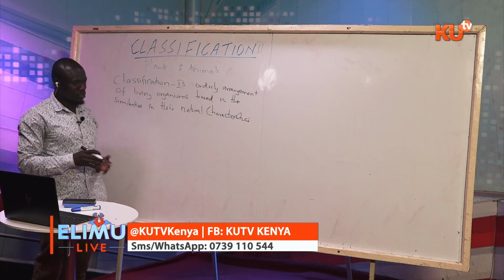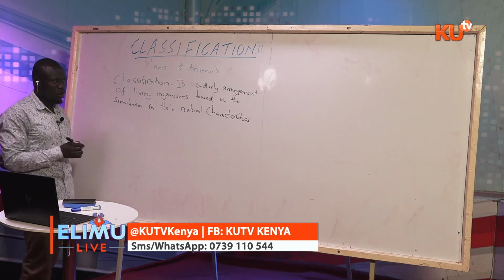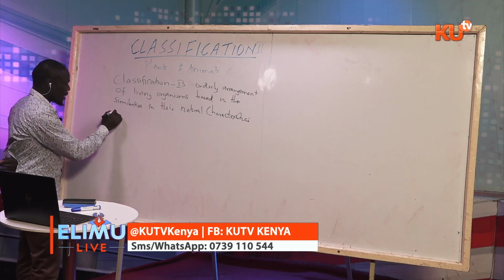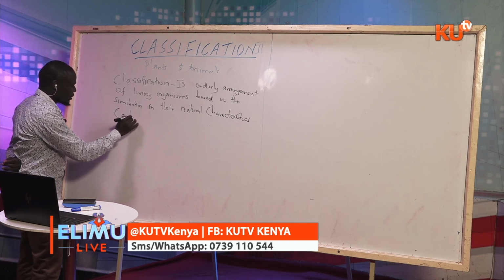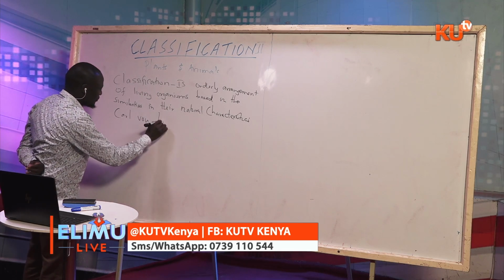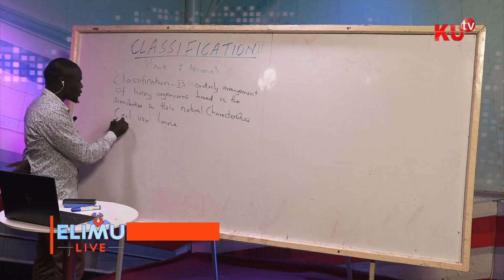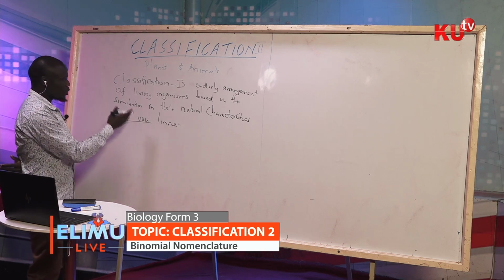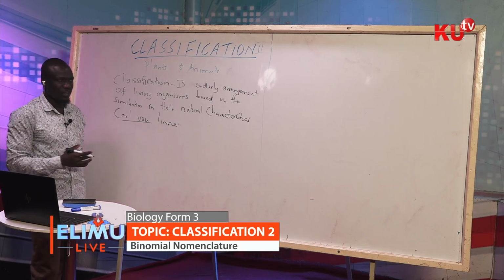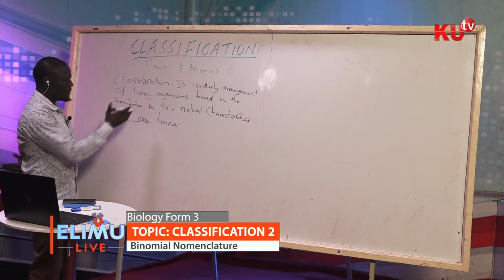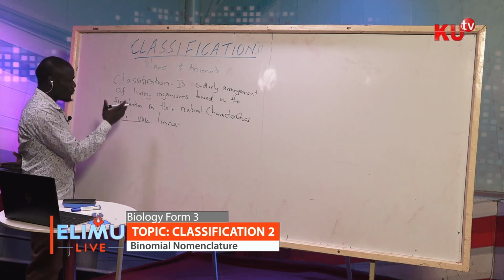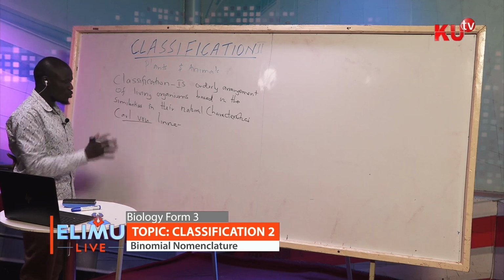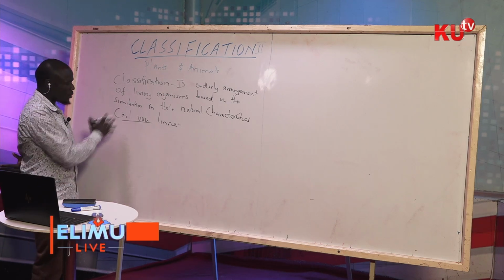So on this classification, one of the scientists, or we can call him a naturalist, by the name Carl von Linnaeus, was a scientist who came up with this topic of classification, or is the one who devised it, whereby organisms were classified into various groups so that we are able to study them in a better way.